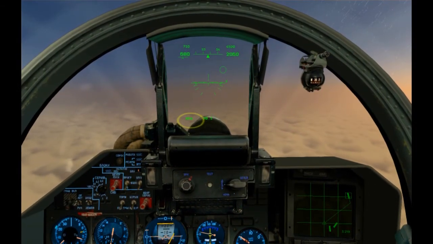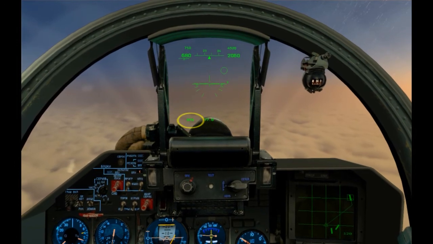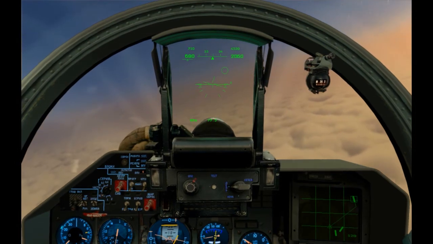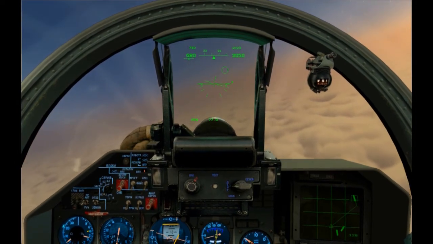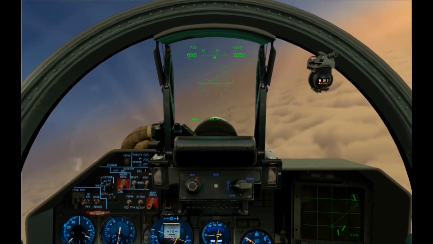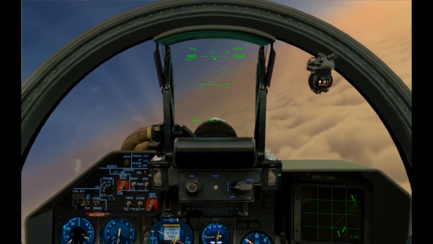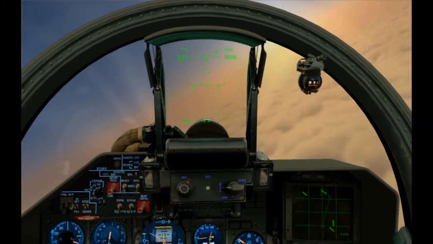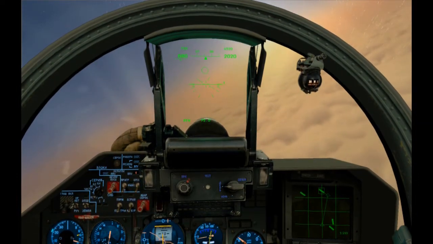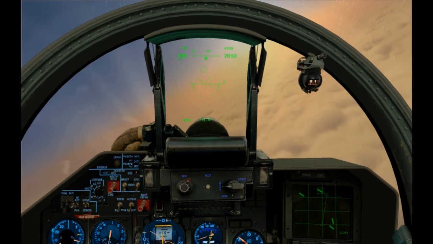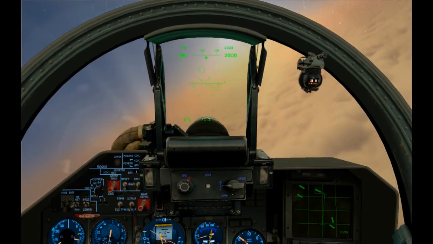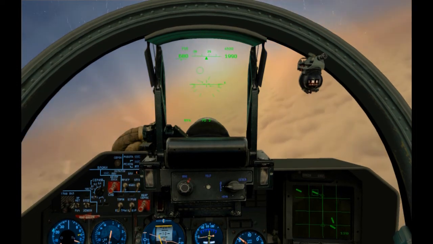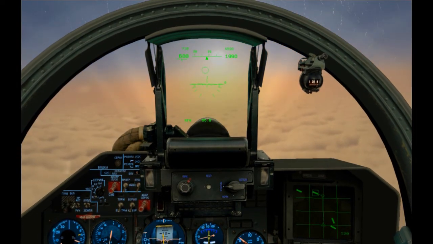Okay, I just entered the return sub-mode, which plots a course directly back to the initial approach fix for an ILS landing at the airport. The initial approach fix, or IAF, is where we'll begin the ILS approach to Krimsk Air Base. It is represented by a diamond on the MFD.